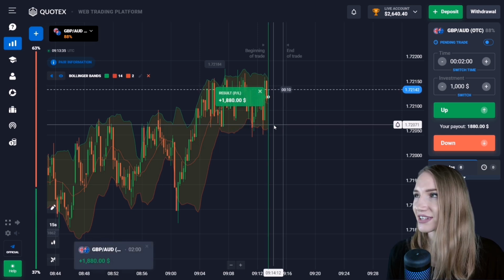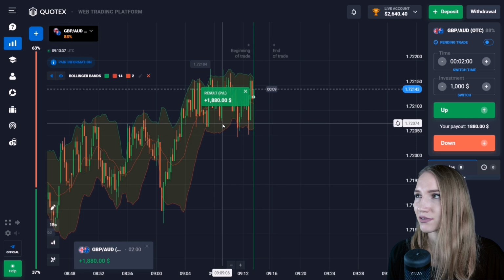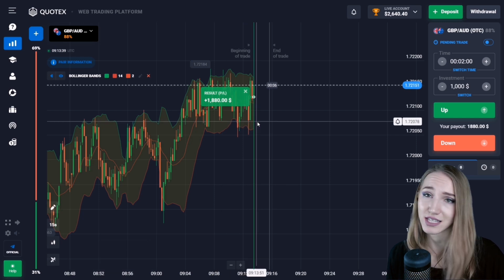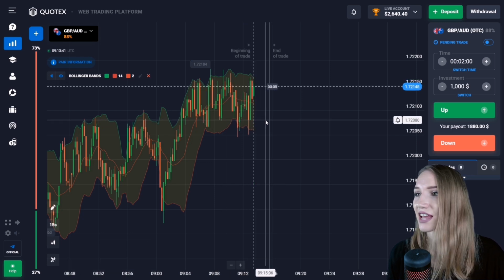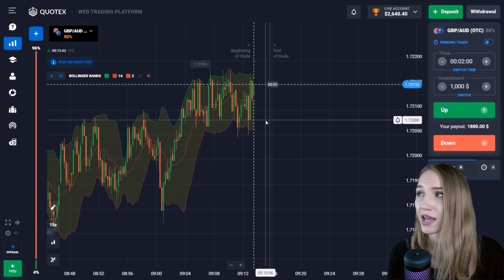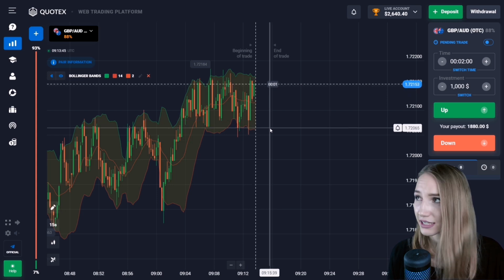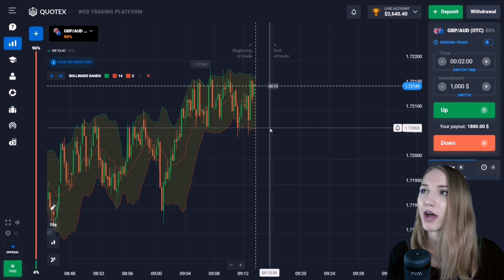So that is very interesting. As you can see, the price moved up as we analyzed, and that's why we got the profit. So 2 minutes were enough for that. So from this lower band of the indicator, the direction really happened and the price went up.